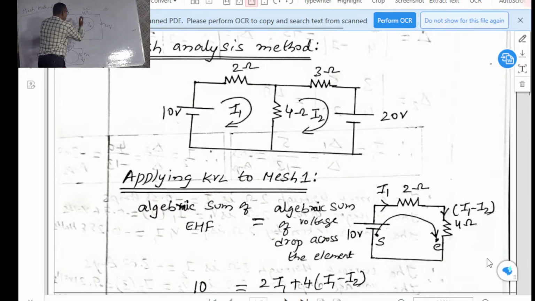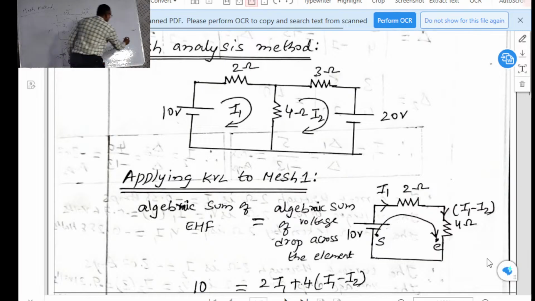Now tell me, what is the current in 4 ohms? The 4 ohms lies between mesh 1 and mesh 2, so 2 currents will flow. Condition: if both are clockwise, take it as minus. If both are anti-clockwise, take minus. If one is clockwise and the other is anti-clockwise, take plus. This is the thing you have to remember.